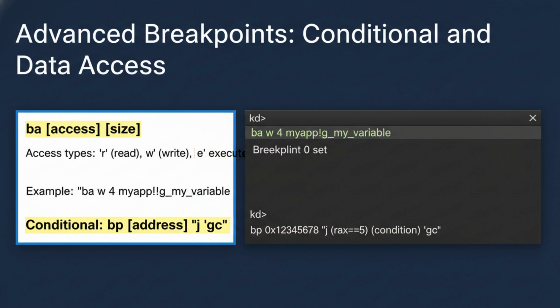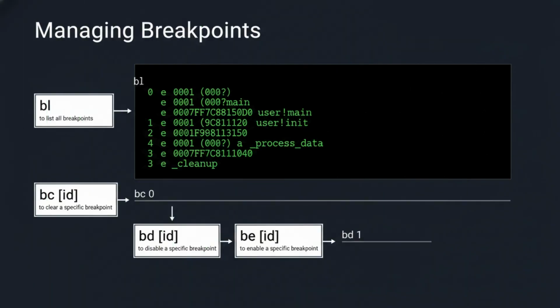Conditional breakpoints allow you to pause execution only when a specific condition is true. You can combine a BP command with a J command and a debugger command, such as BP address J condition 'gc'. The GC command means go from current and resumes execution if the condition isn't met. This precise control helps narrow down complex issues. Once you've set several breakpoints, you'll inevitably need to manage them.